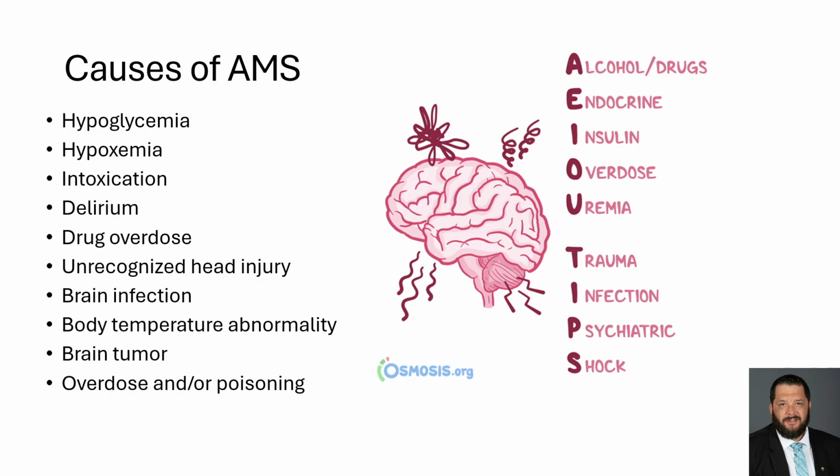The good news for us is we can assess for each of those. We can assess for hypoglycemia with a blood glucose test. We can test for hypoxemia with the SpO2 monitor or other assessment skills. Other things that may cause altered mental status include intoxication, delirium, drug overdose, unrecognized head injury, brain infections, body temperature abnormalities, either hot or cold, brain tumors, overdose, and poisoning.